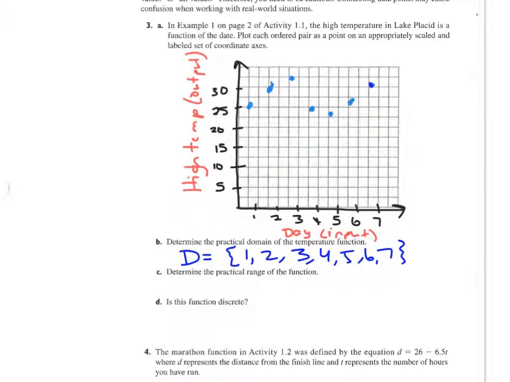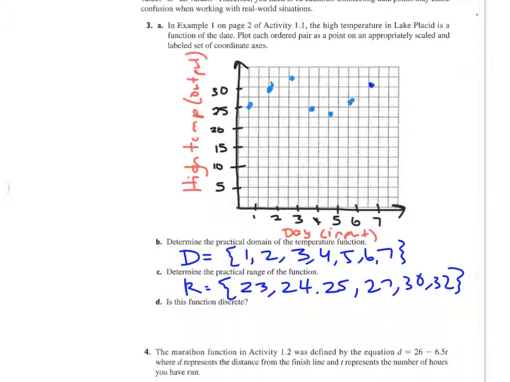And then my practical range for that, if I look at all the set of outputs, the only outputs I see on there is 23, and I'm ordering them from smallest to largest, no matter how they are when they're ordered. I'm putting them all in order from smallest to largest when I list them out. So even though 1 doesn't match with 23 and 2 doesn't necessarily match with 24, I still list them in order when I'm listing the set of domain and range. Okay, is this function discrete?